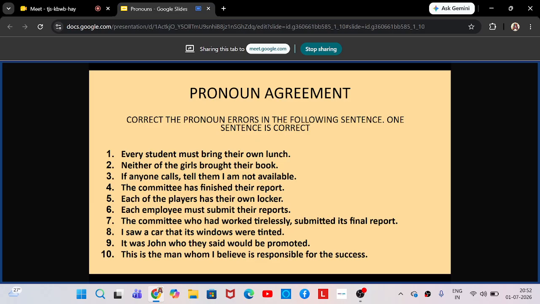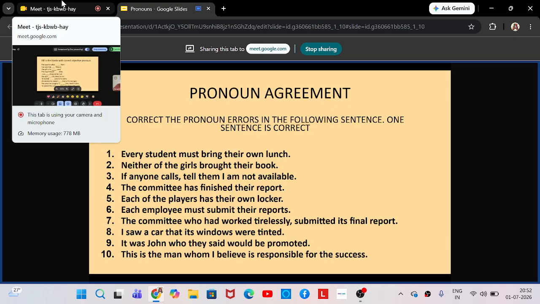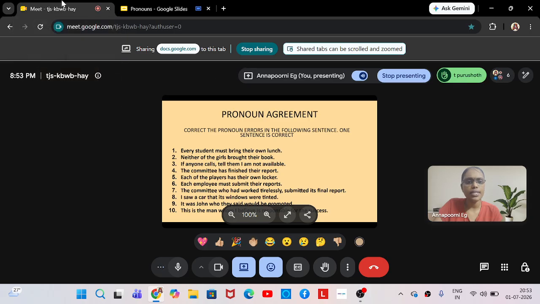The first sentence is: Every student must bring their own lunch. Here there is a mistake. Does anyone know that? Every student must bring. Actually, every student is singular. So it has to be: Every student must bring his own lunch. That is what grammar says. His or her both are correct, but his is more commonly used. So every student must bring his own lunch. That has to be the correct sentence.